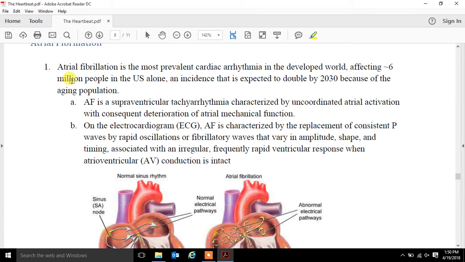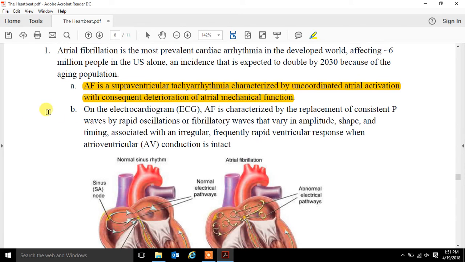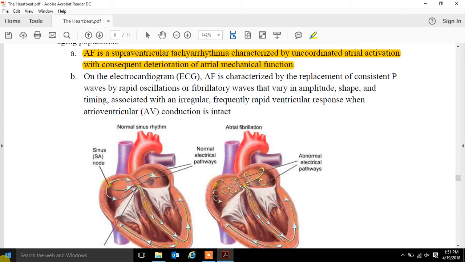So I either write out atrial fib or I just have it as AF here. So AF, or atrial fibrillation, is a supraventricular tachyarrhythmia characterized by uncoordinated atrial activation with consequent deterioration of atrial mechanical function. So we're not talking about the ECG here and what we're going to really see, but I do want to put that into some practice, so we'll look at it in just a second.